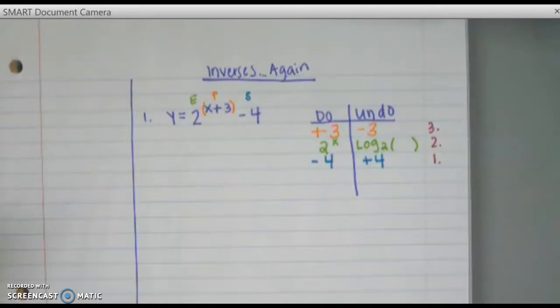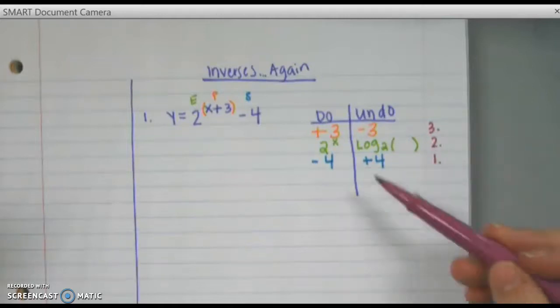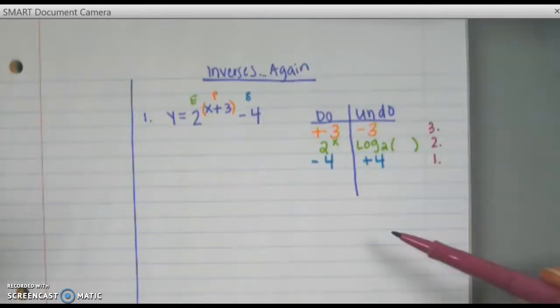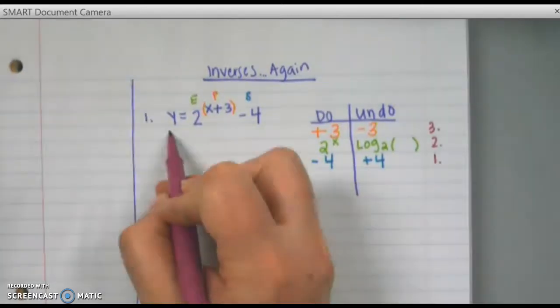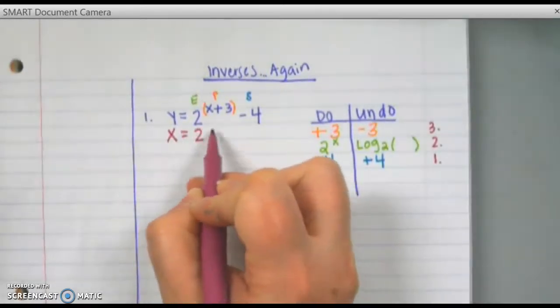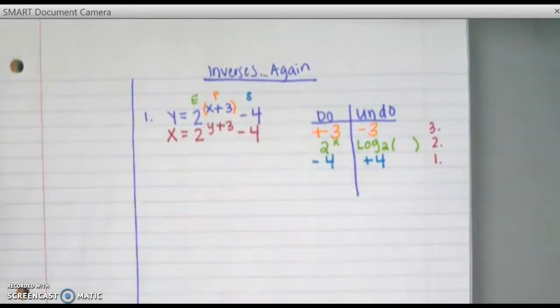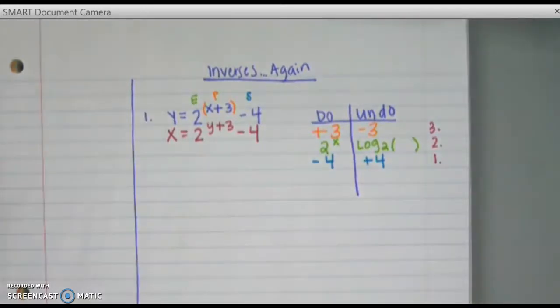Some of the classwork that we do doesn't have a do-undo list on there. It just works it out step by step. I'm going to work it out step by step, but I'm using my undo list. If I'm working this out, the first step is to swap the x and the y. After you swap the x and the y, you start following what's on your undo list. So I'm going to add 4 to both sides.